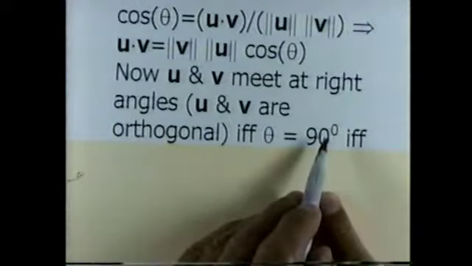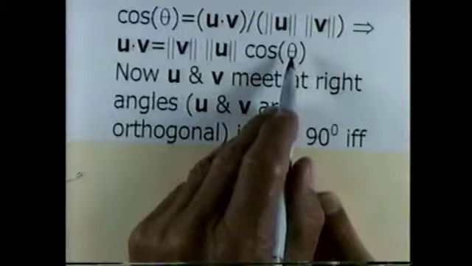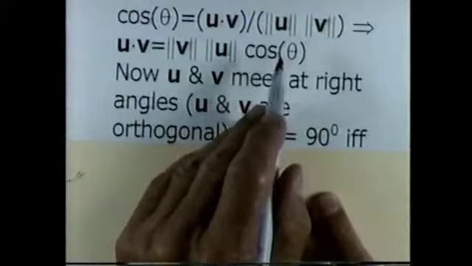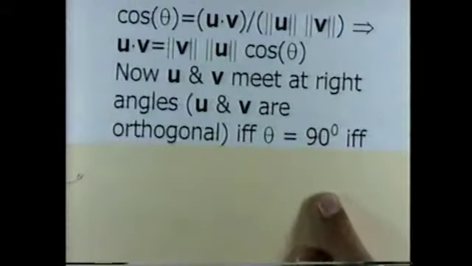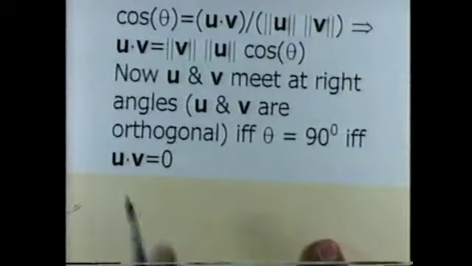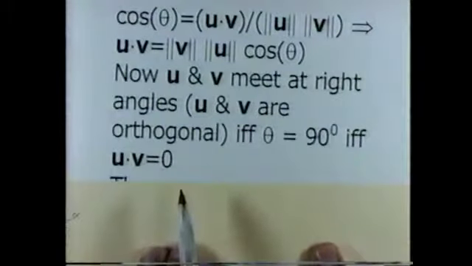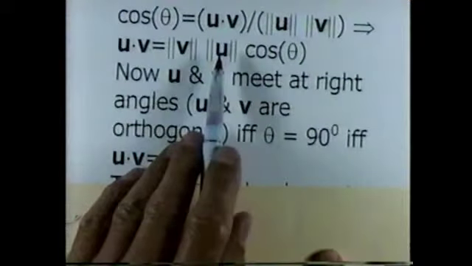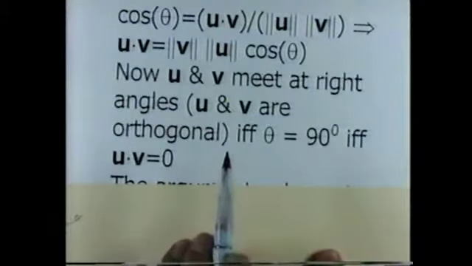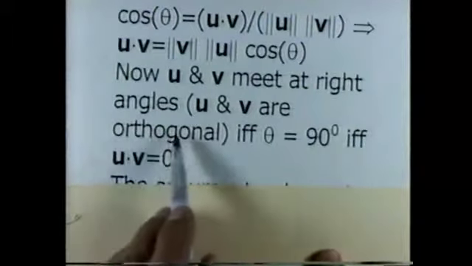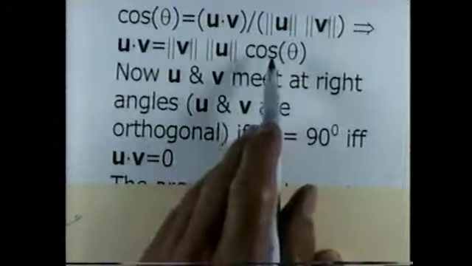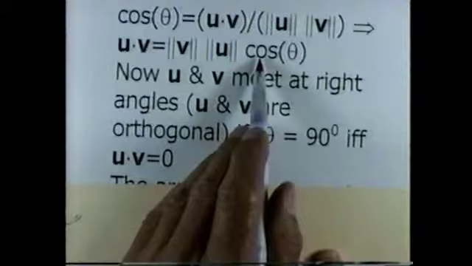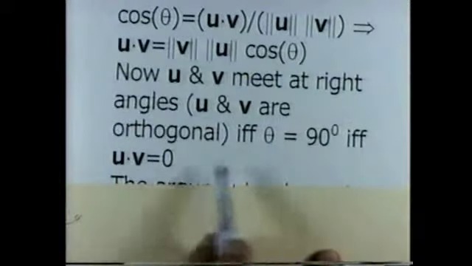Well, if theta is 90 degrees, then cosine theta is 0. So theta is 90 implies that cosine theta is 0. 0 times anything is 0. So that would be if and only if u dot v is 0. So we have u dot v is equal to the magnitude of v times the magnitude of u times cosine theta. u and v would be orthogonal if and only if theta is 90 degrees, which implies that cosine 90 degrees is 0, which implies that u dot v is 0.